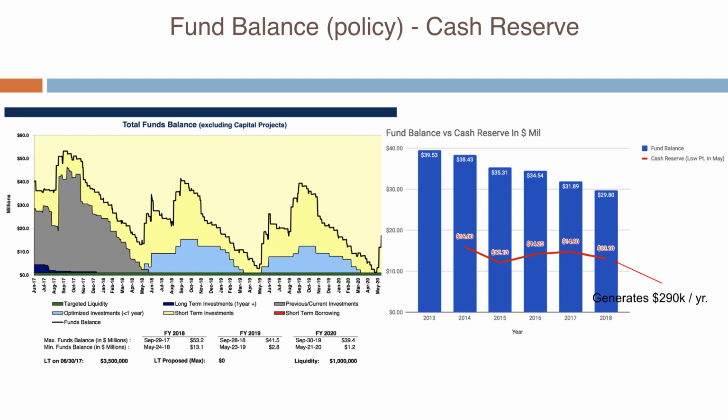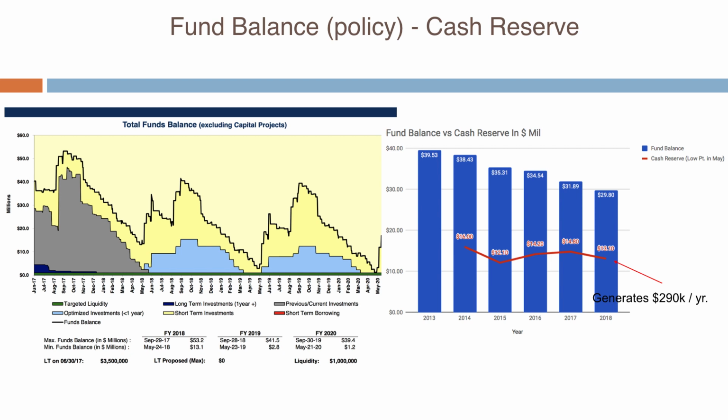If there were ever to be a delay in payments from the state or any deferment in revenue, then that would again necessitate short-term borrowing if we proceed with expending the entire cash reserve. You can see in fiscal year 2020, we are estimated to be at $1.2 million if we do expend $12 million for the Sullivan Center.